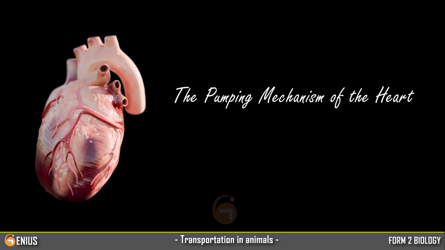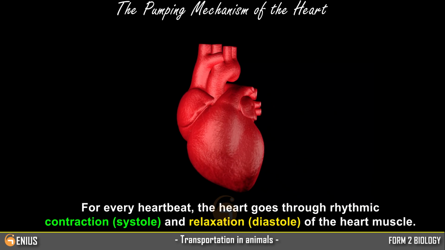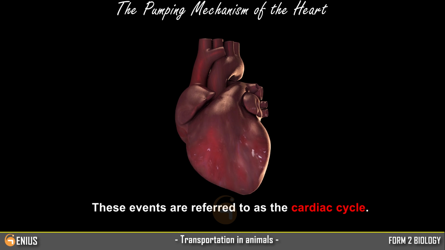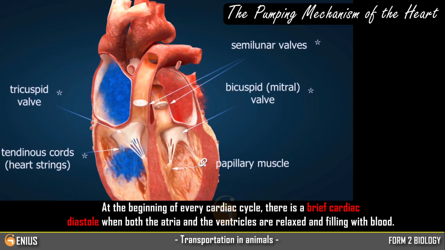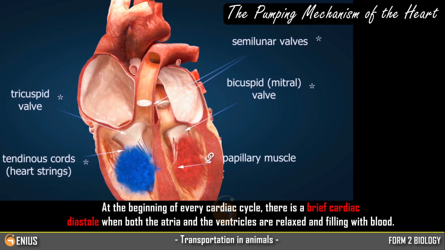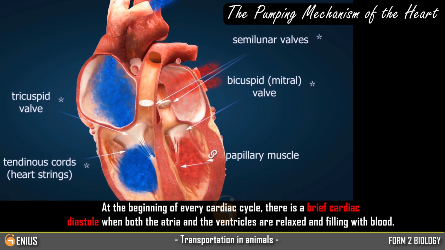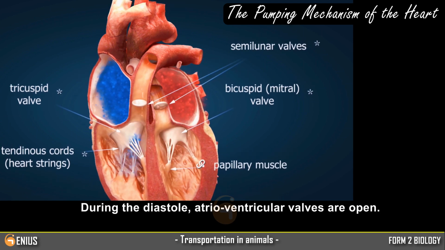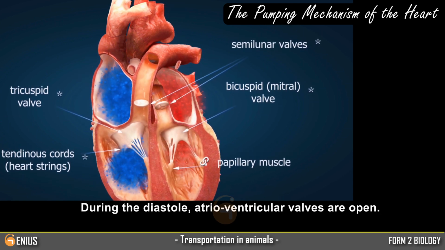Pumping mechanism of the heart. For every heartbeat, the heart goes through rhythmic contraction, systole, and relaxation, diastole, of the heart muscle. These events are referred to as the cardiac cycle. At the beginning of every cardiac cycle, there is a brief cardiac diastole when both the atria and the ventricles are relaxed and filling with blood. During the diastole, atrioventricular valves are open.